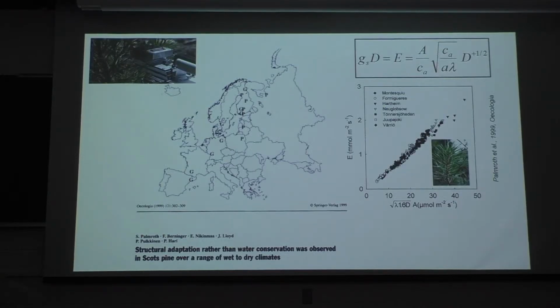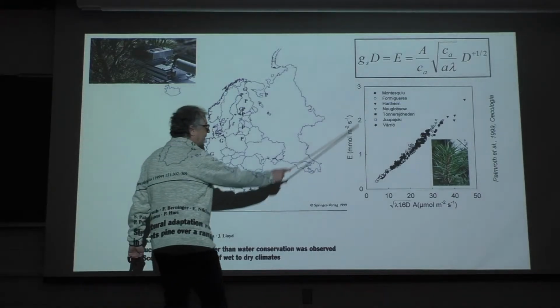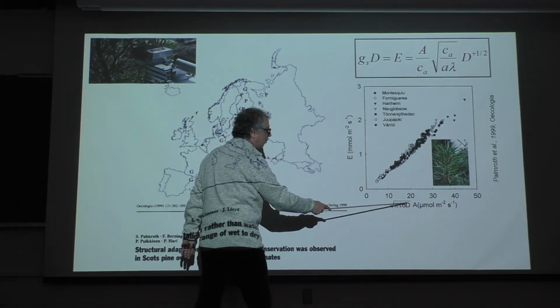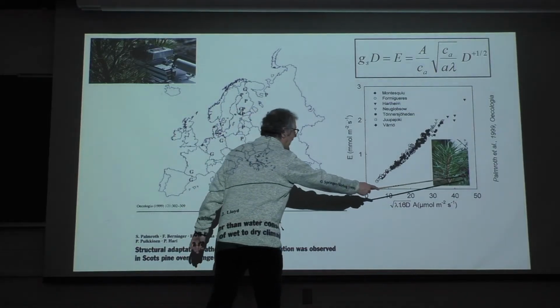So one more check on that is done by my colleague, Sari Pagroth, who measured photosynthesis and water vapor fluxes on Scots pine across a climatic gradient. And she plotted the transpiration rate on the y-axis against the photosynthetic rate adjusted by the square root of vapor pressure deficit on the x-axis.